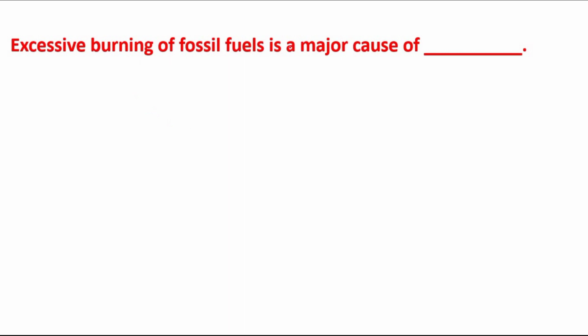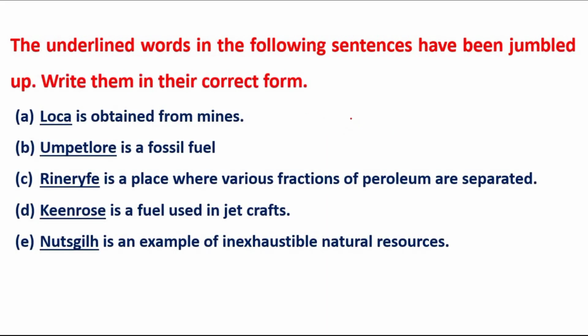Excessive burning of fossil fuel is a major cause of air pollution and global warming nowadays. Therefore, we have to go for electric vehicles. The underlined words in the following sentences have been jumbled up. Write them in their correct form.